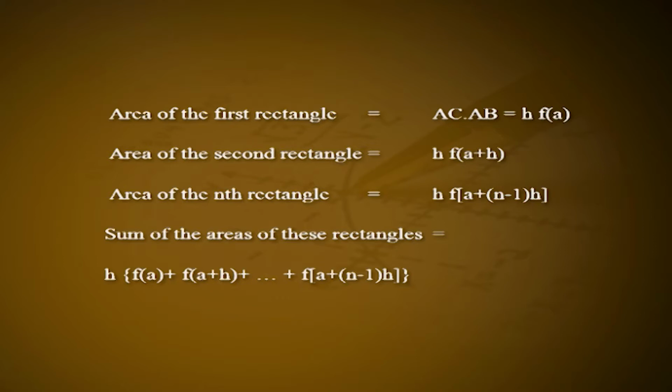Sum of the areas of these rectangles is equal to h into [f of a plus f of a plus h plus etc. plus f of a plus (n minus 1)h]. The union of these rectangles is approximately the region between the curve and the x-axis. When n is larger, the approximation will be closer, that is, as n tends to infinity, the above area tends to the area between the curve y is equal to f of x and the x-axis between x is equal to a and x is equal to b.